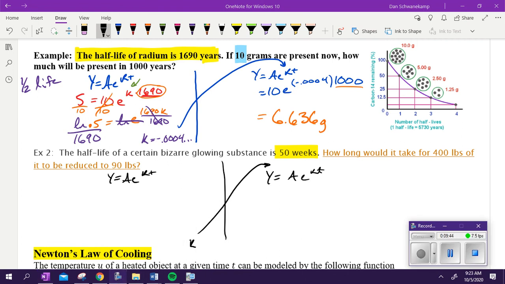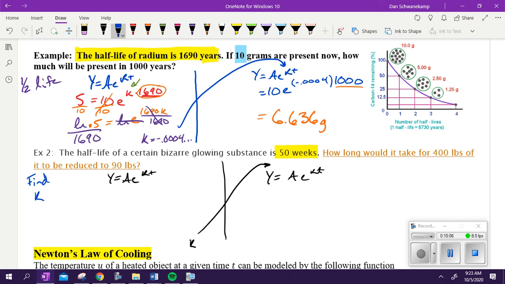All right. So half-life is 50 weeks. How long would it take for 400 pounds to reduce to 90 pounds? So when we're starting this off, the first thing we want to do is find k. We want to find that k value. I know if you've done this in a science class before, you might have gotten something different, but we're trying to manipulate this equation. So we're going to do the same thing, just in a longer or different fashion.